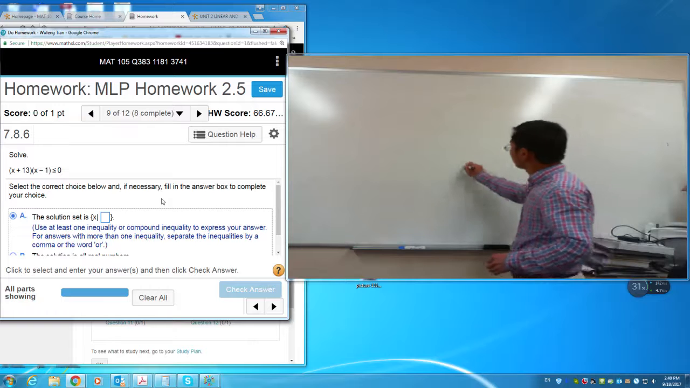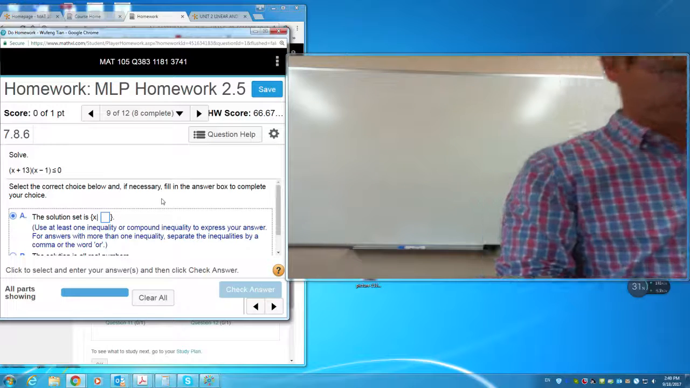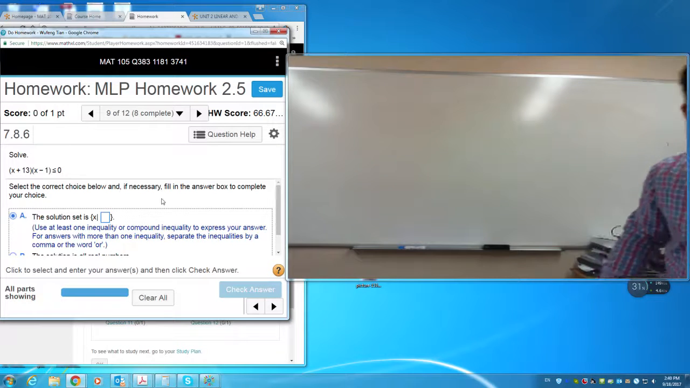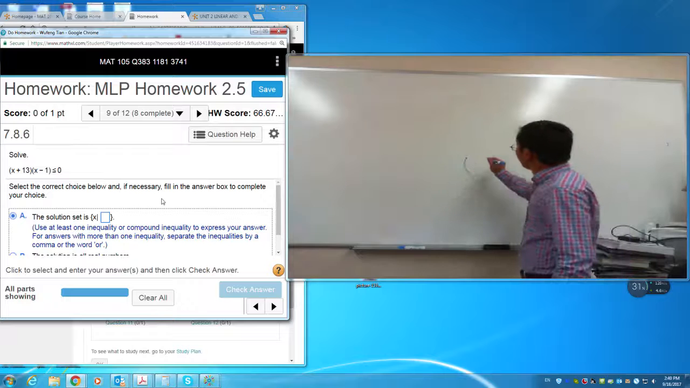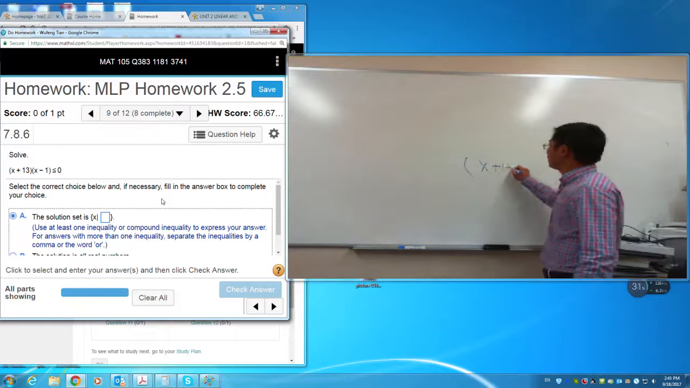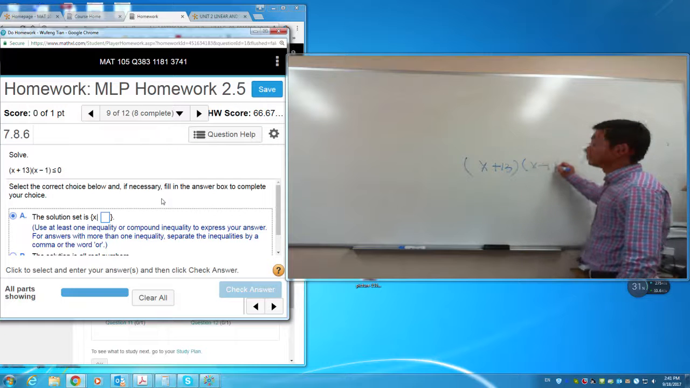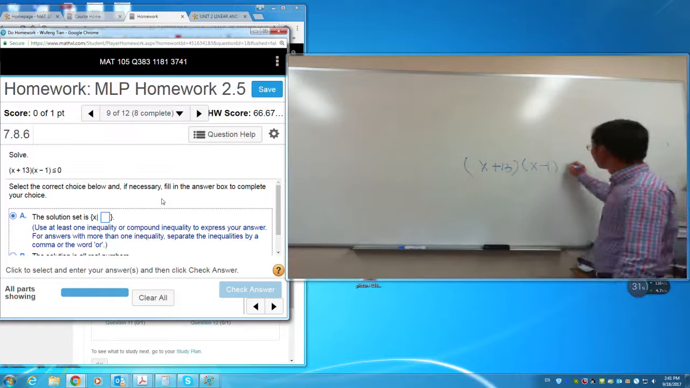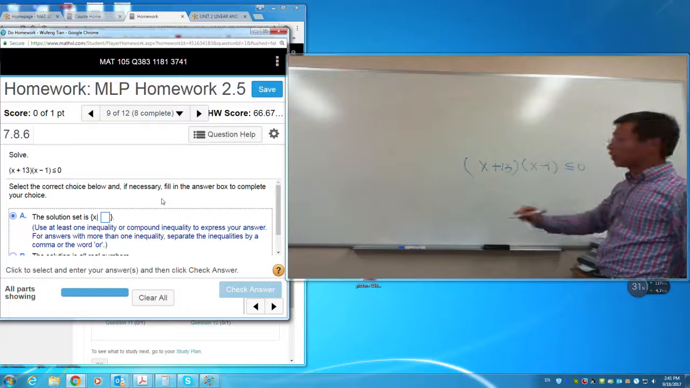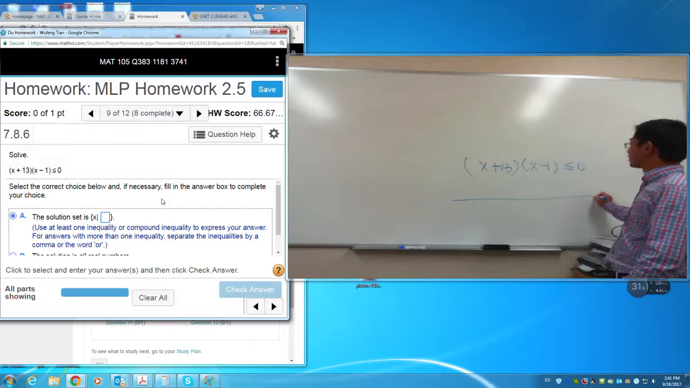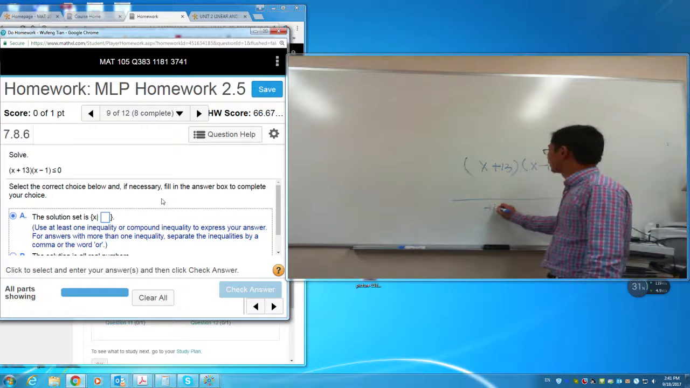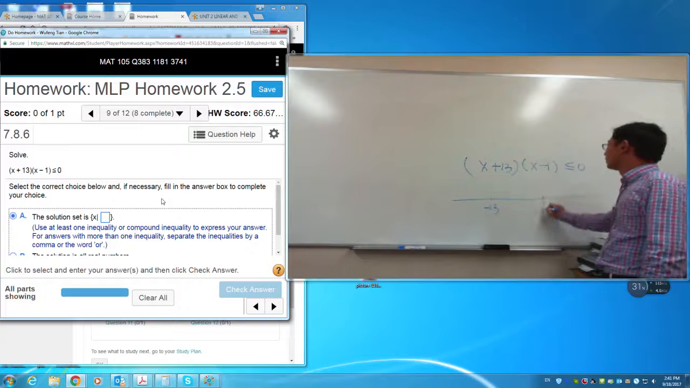x plus 13 times x minus 1 less than or equal to 0. So we draw a number axis. This is negative 13. This is 1.